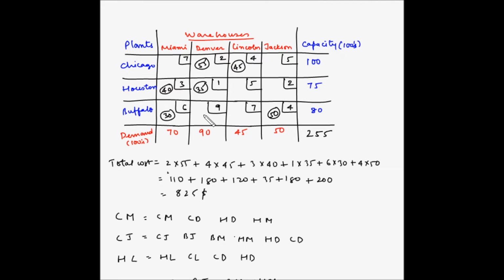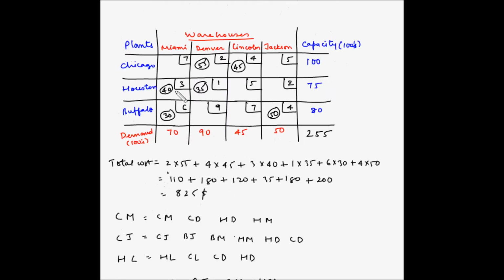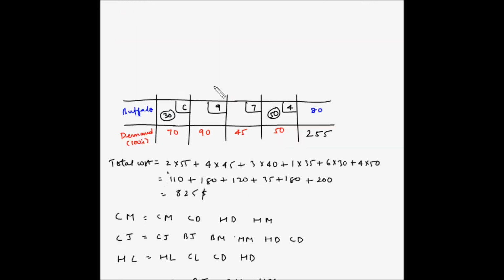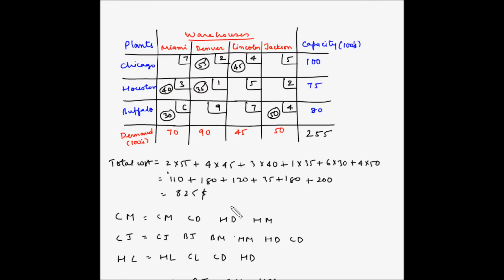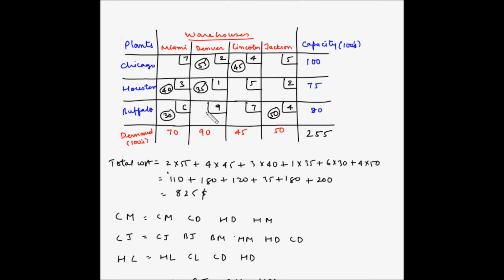Now the next water square is BD. So BD, the closed loop will be BM to HM to HD and then back to BD. So BD to BM to HM to HD and then back to BD.